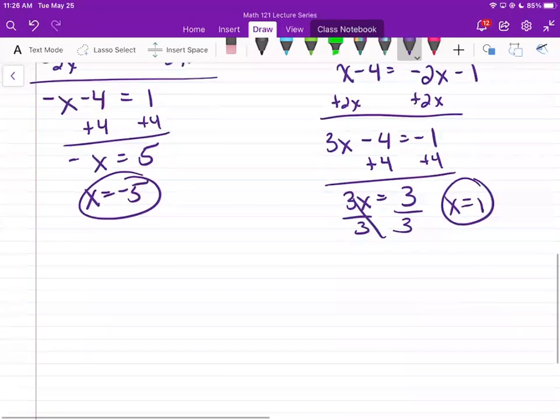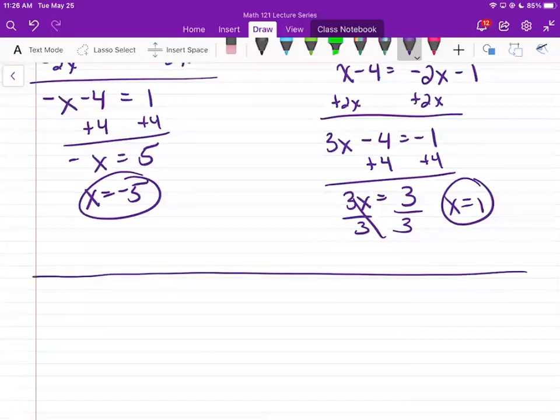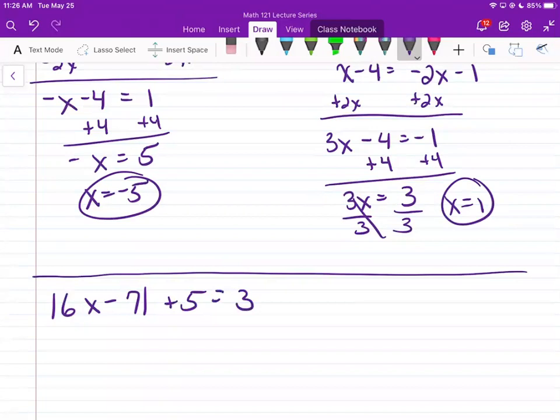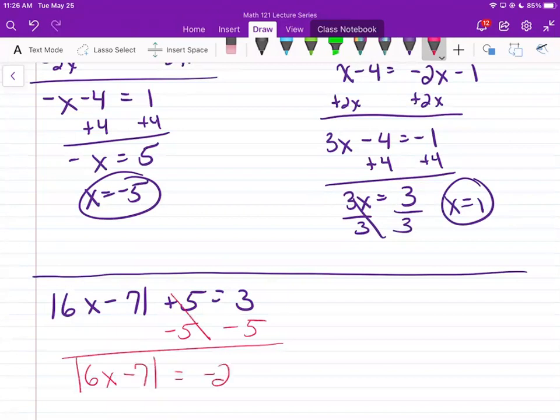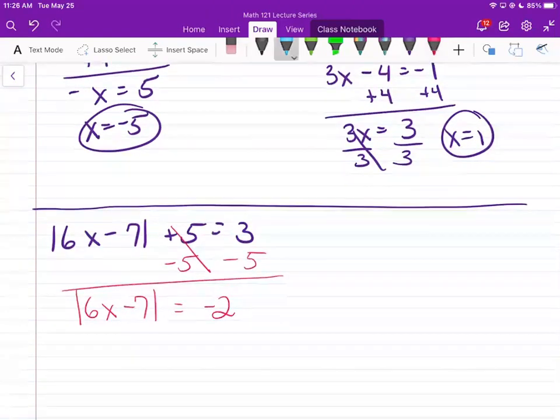Where your problems are going to occur, and you just have to make sure you understand the idea of absolute value, is consider something like this. First of all, the absolute value is not by itself, and I have to get that to occur first. So I'm going to subtract 5 from both sides, and I end up with the absolute value of 6x minus 7 equals -2.